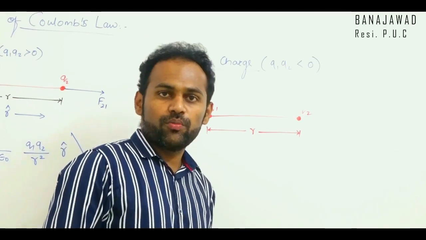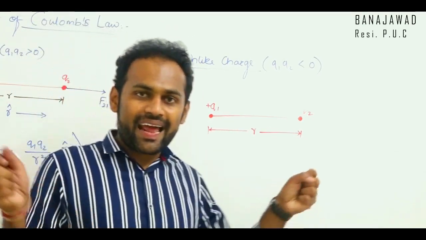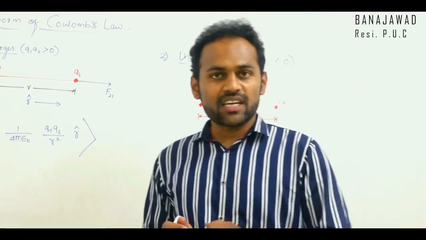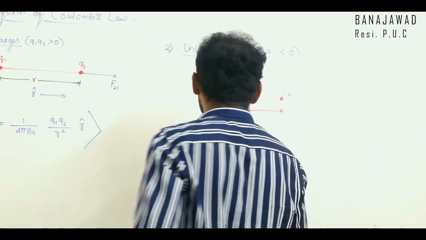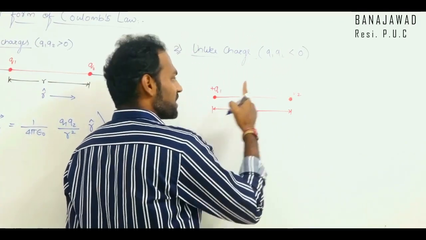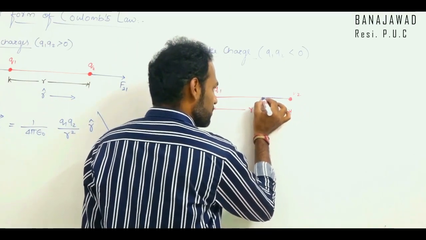Unlike charges means there should be force of attraction between them. So force of attraction means it will be dragging the charges towards each other. It will not be pushing away. That's why we have to show the forces in this direction. See, let us say there is a force acting on Q2 by Q1, and that force will be acting in this direction.